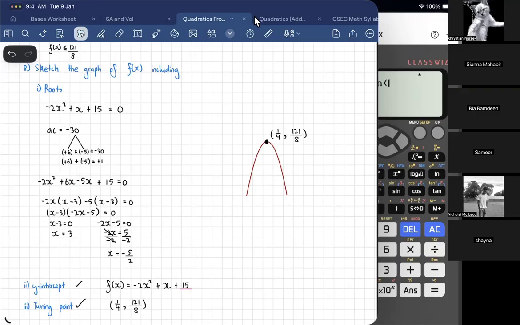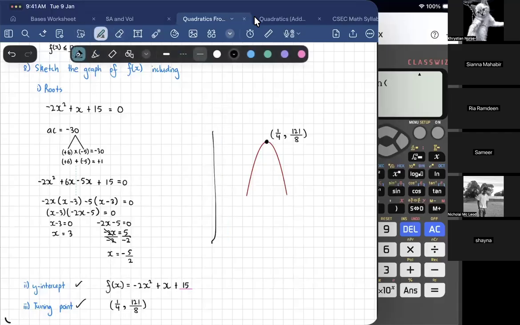All right. So we could put on the turning point first. The next thing we're going to do is draw the x and y axis. Now, I have a question for you all. Are both of my roots positive? Yes or no? No, one is positive 3 and the other one is negative 5 over 2. So when we draw in the x and y axis, I want you to tell me where the correct placement is.